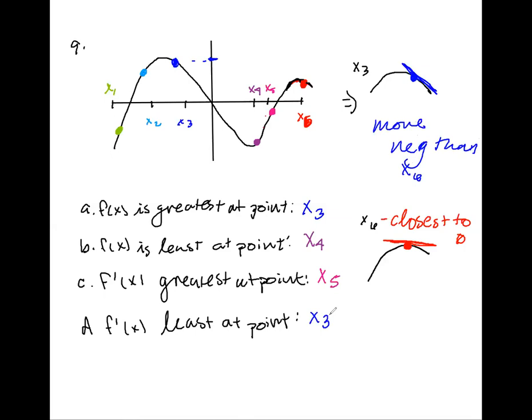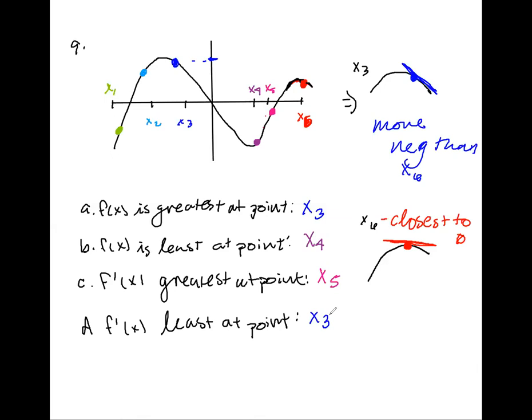Sometimes these questions ask you to frame it as which is closest to 0, like which absolute value is the smallest, but that is not what this question is asking. This question is asking for the most negative, and the most negative will be at x3 of the points that they've given us. So sorry for the confusion there. I hope that clarified things a little bit better.